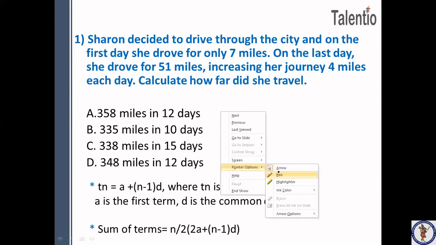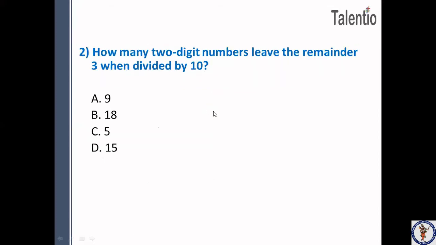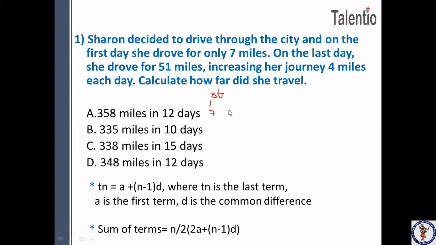And what is the condition here? Every day she is increasing her journey by 4 miles. So it's a very simple arithmetic progression, right? First day it is 7 miles. The second day isn't mentioned, they mentioned the last day. I don't know which day it is, but it is the last. Last day how many miles? 51 miles. And they gave that every day it is +4, +4. Nothing but the common difference is 4. Yes or no? Yes. Now how to solve this question?